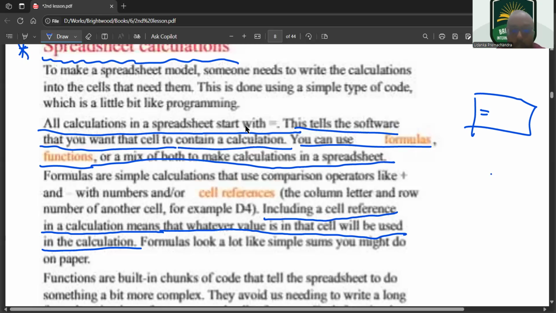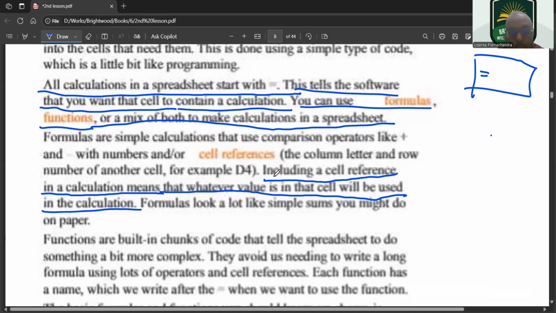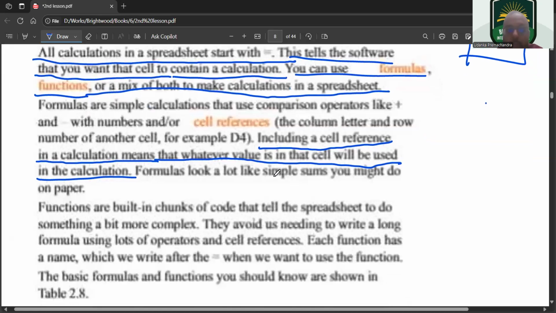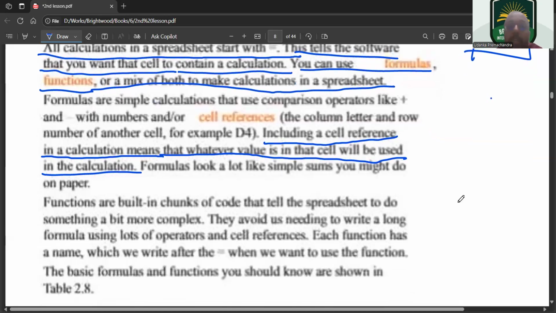So formulas look a lot like simple sums you might do on paper. Like on paper, you can do addition, subtraction, and use them as a formula. Functions are built-in chunks of code that tell the spreadsheet to do something a bit more complex. So they avoid needing to write a long formula using a lot of spreadsheet operations.